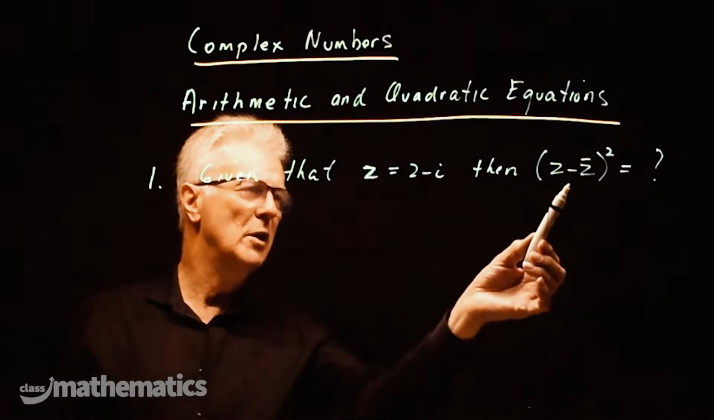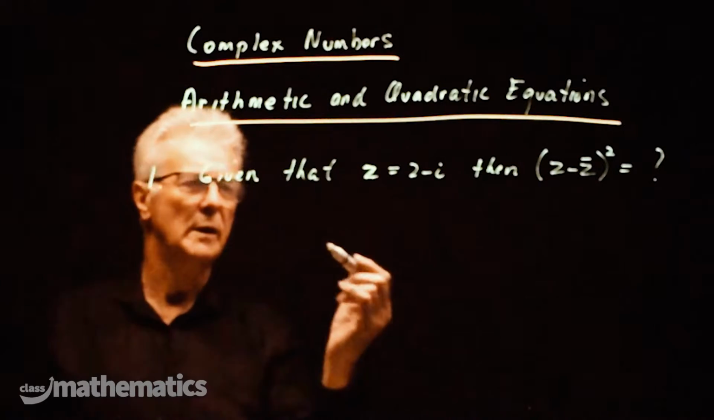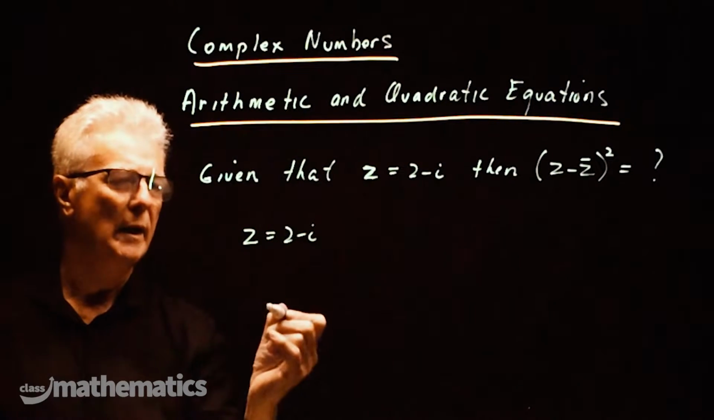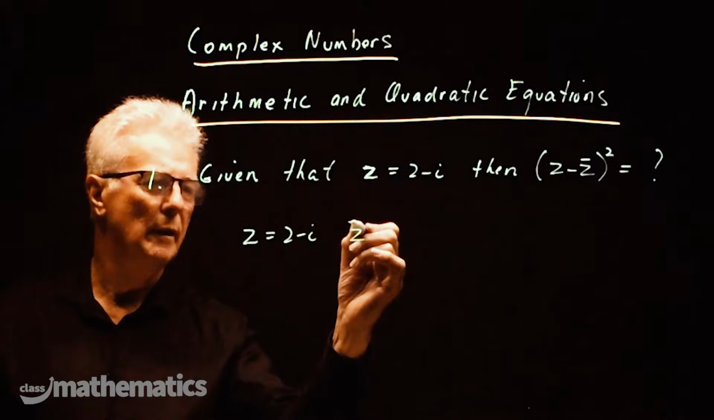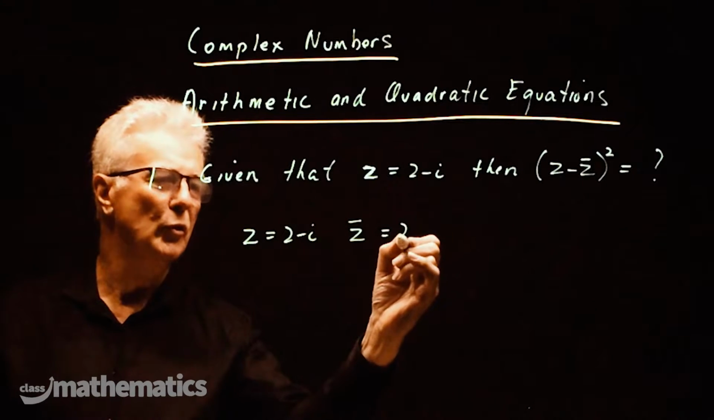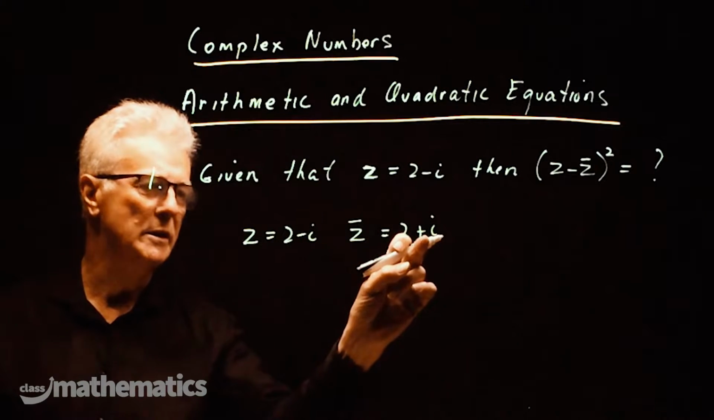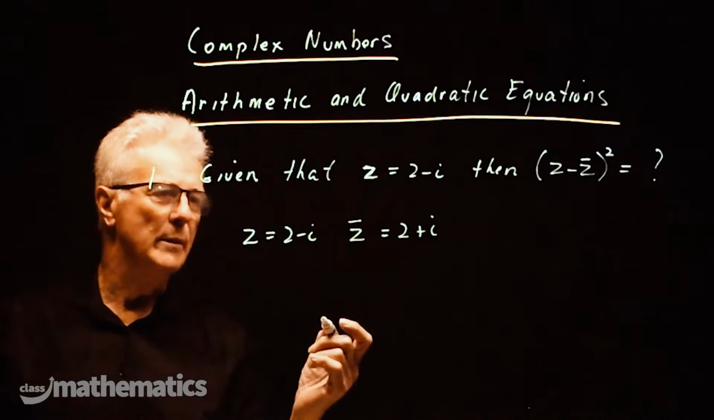Now, we need to know what the z conjugate is. If we know that z equals 2 minus i, the conjugate of z is equal to just 2 plus i. Just change the sign. So that was minus, this will be plus. That's a pretty simple thing to do, isn't it?